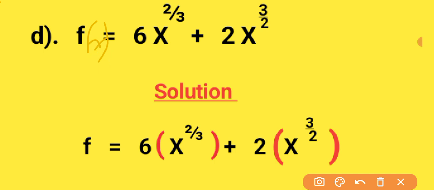So our f of x is going to be 6x to power 2 out of 3, then plus 2x to power 3 out of 2. So what we do, we differentiate this one. When we differentiate 6x to power 2 out of 3, before we start differentiating, we must first make sure we introduce a bracket as indicated below here.